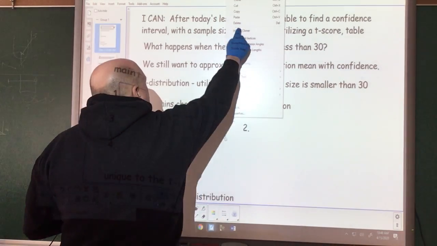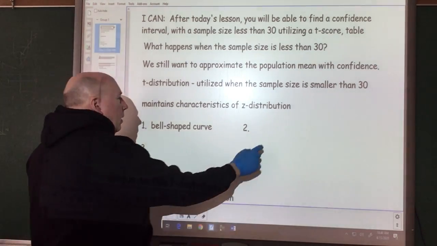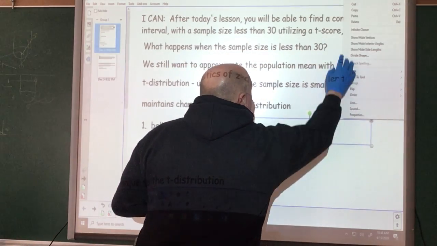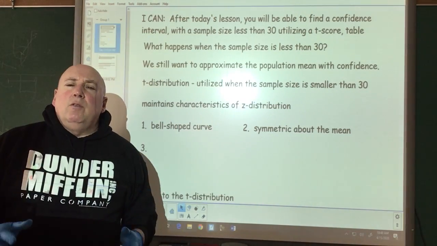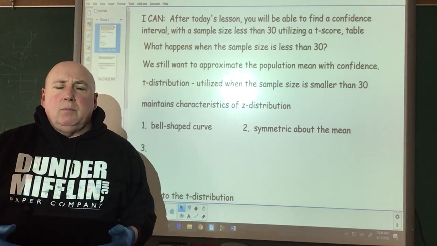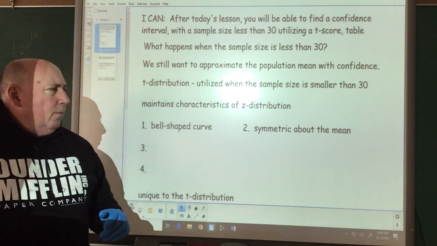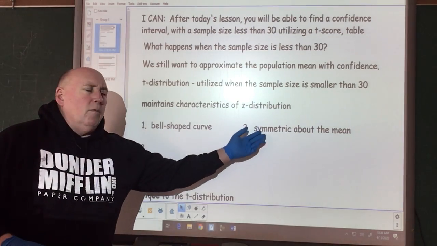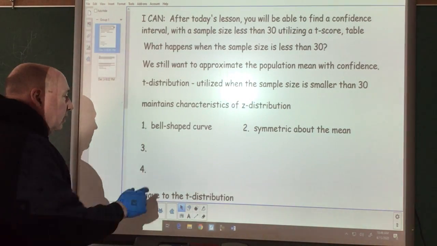We still have a bell-shaped curve. It's still symmetric about the mean, and if I'm going too fast, once again, just hit your pause button. I'm just trying to reduce the length of time on a YouTube video. So we're still a bell-shaped curve. We're still symmetric about the mean. Still the same, nothing different there.